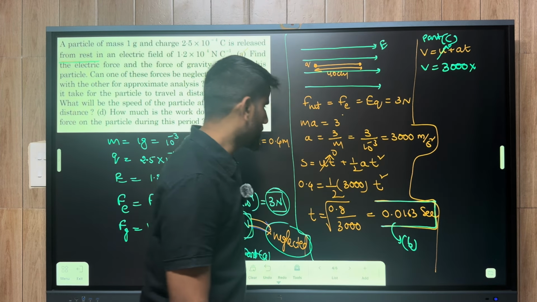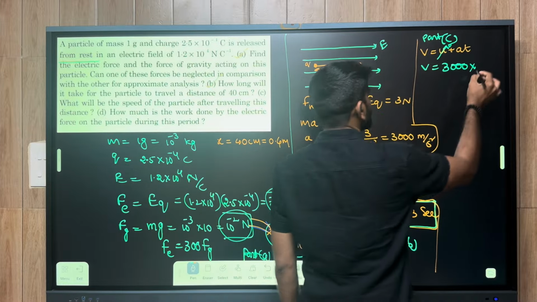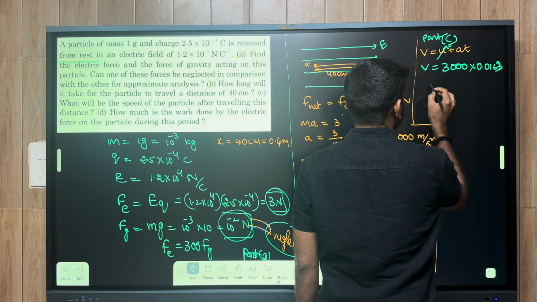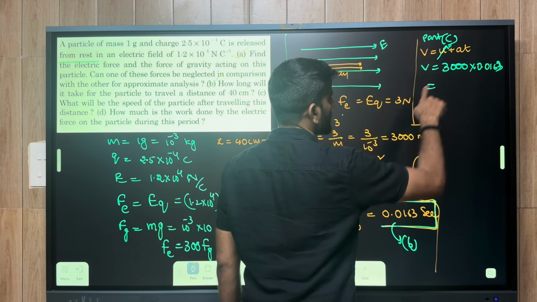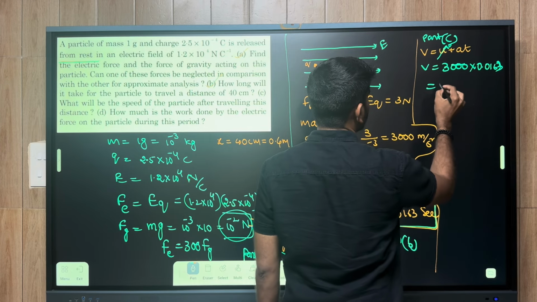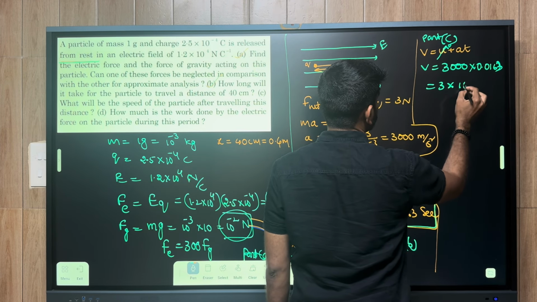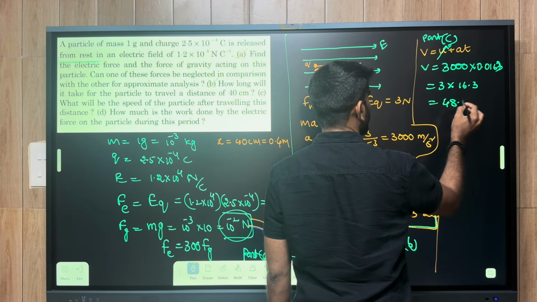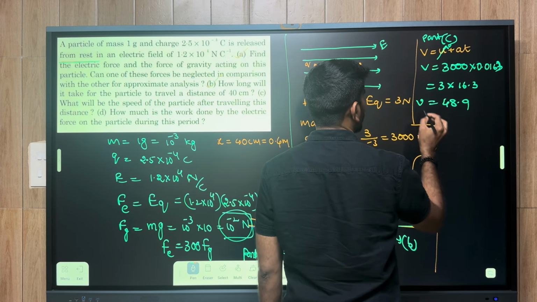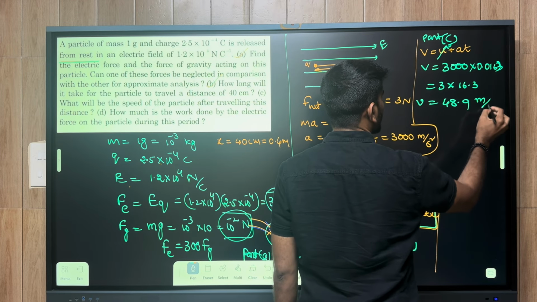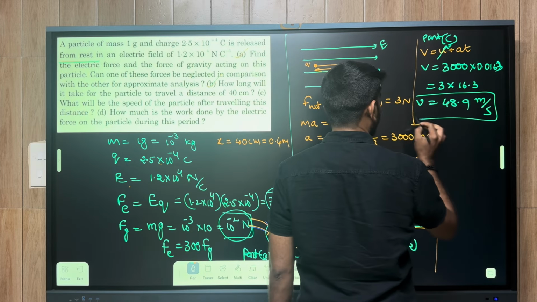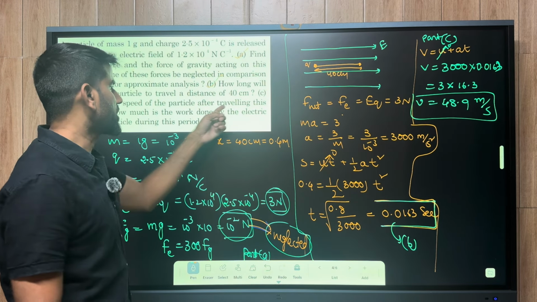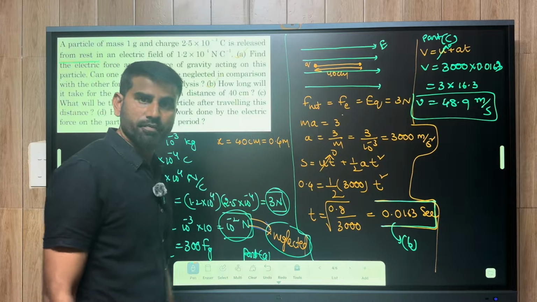3000 into the time taken, which is 0.0163 seconds. So 1000 is multiplied. If we multiply, 3 into 16.3, 16 threes are 48, 48.9. Final velocity is 48.9 meters per second. So this is the answer for part C. What is the speed of the particle after traveling this distance?